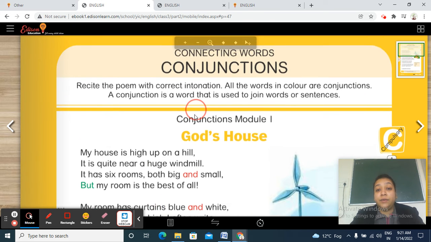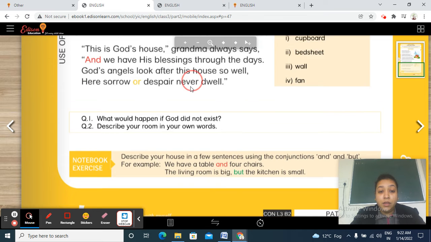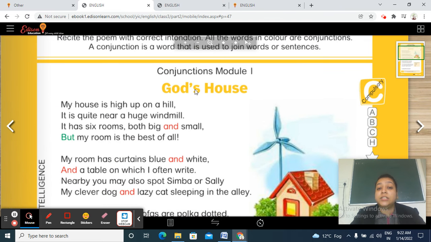Let's start reciting our rhyme. Recite the rhyme with the correct notation. All the words in color are conjunctions. A conjunction is a word that is used to join words or sentences. You are going to learn this definition of conjunction, and write it in your notebooks also. So please learn it. Let's recite our rhyme. The title of the rhyme is God's House.